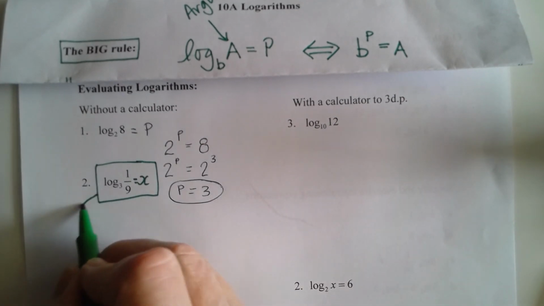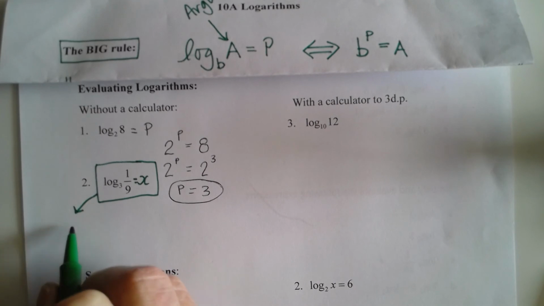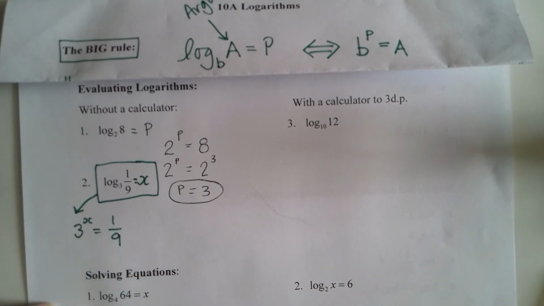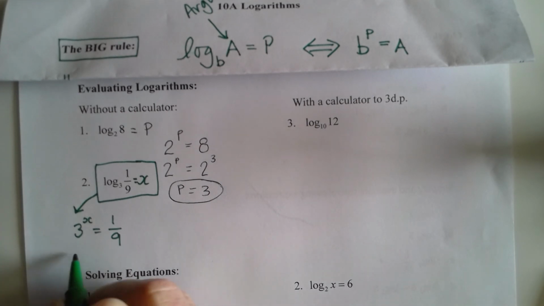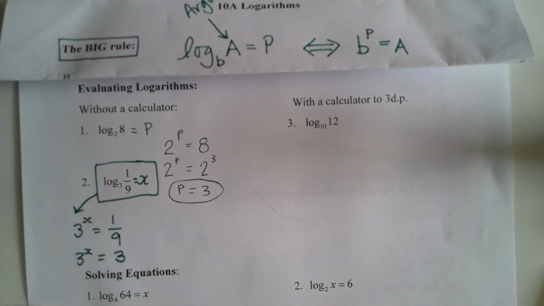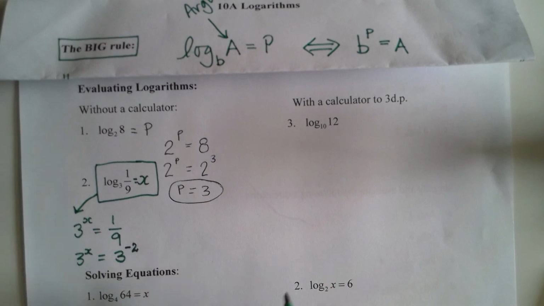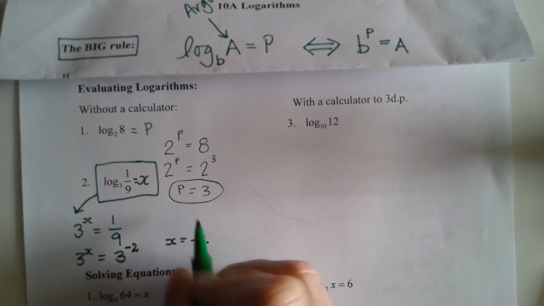So how do I change that one into an exponential? 3 to the x equals 1 on 9. Wow. So we're going to start thinking of 1 on 9 as 9 to the negative 1. Remember that? So this is like 3 to the x equals 3 to the what? Definitely negative something. Negative 2? Because 3 squared gives 9. So for this one, x is negative 2. And in fact, this expression equals negative 2.